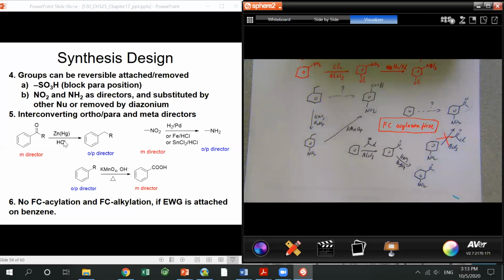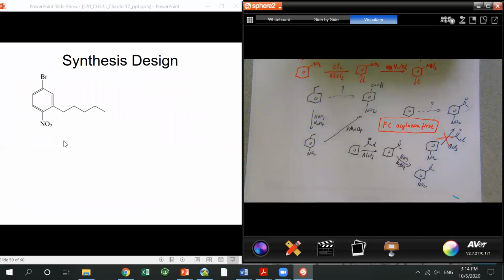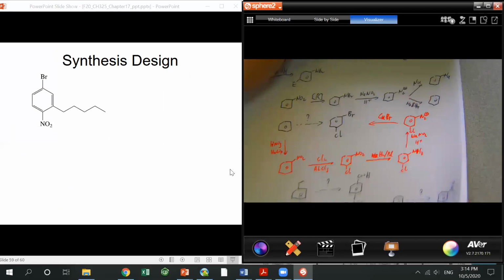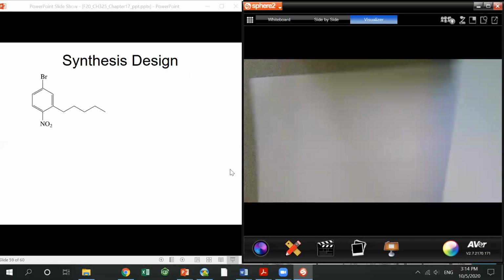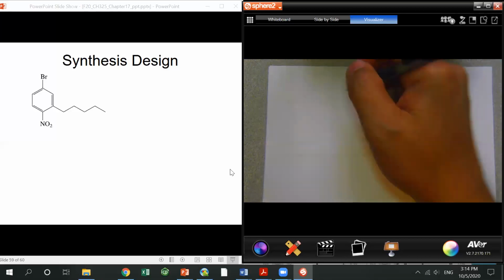One of the most difficult types of questions in the synthesis design of this chapter is the tri-substituted benzene. That needs a lot of analysis, so it's quite time consuming. I probably want to put the tri-substituted benzene synthesis in quiz 4, but you will probably see it in exam 2. This is a very good example.